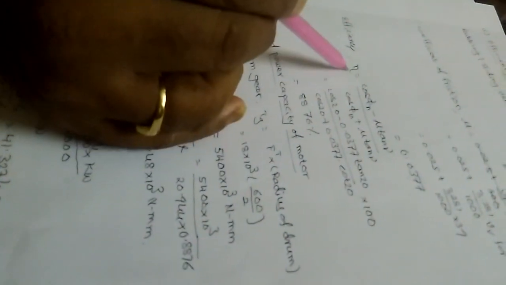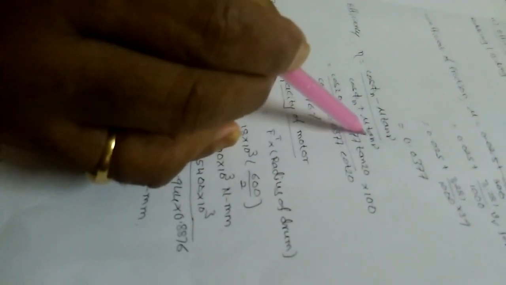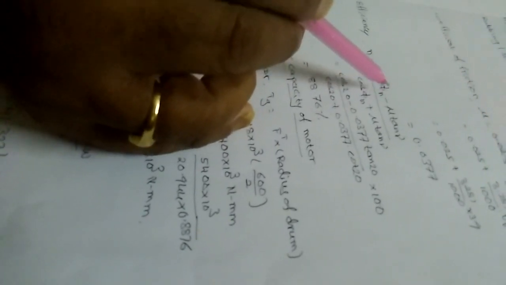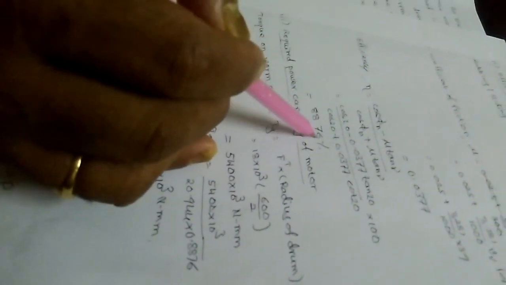Then I have the efficiency equation: eta is cos phi n minus mu tan psi by cos phi n plus mu cot psi. When I assume the normal pressure angle 20 degree, as I have done in the first example, and substitute all the values here, into 100, I will get 88.76% of efficiency. So this is the answer to the second question he has asked.